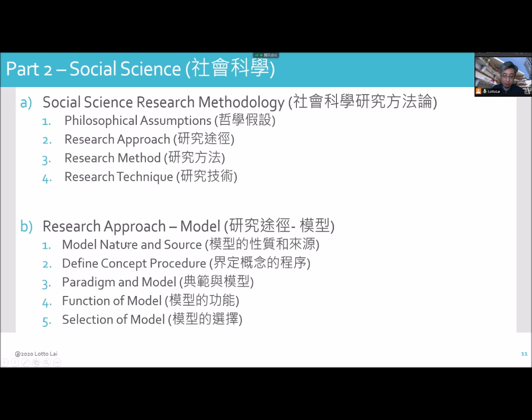And part B is research approach and model. They have different models: nature and source, defining the concept of procedure, paradigm and models, function of model and selection of model.